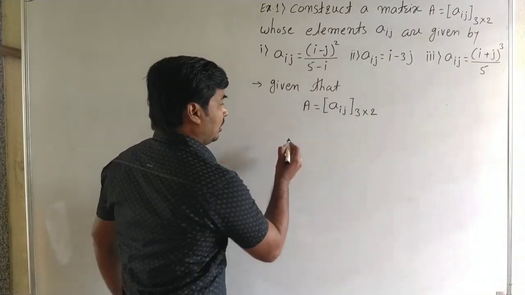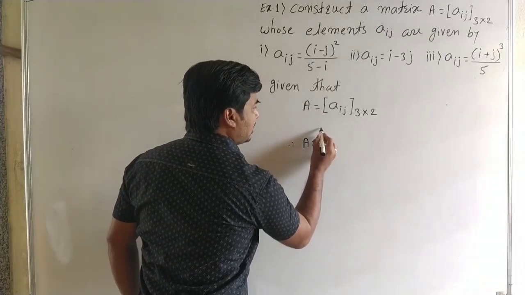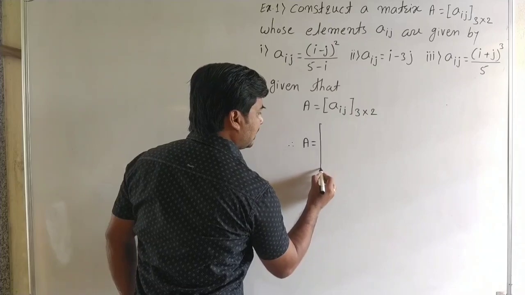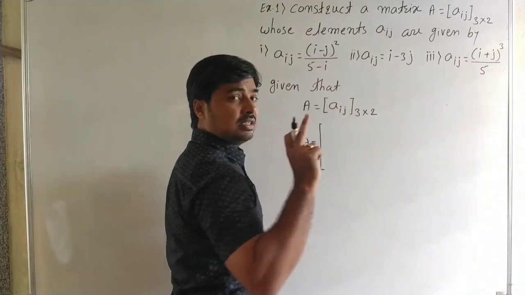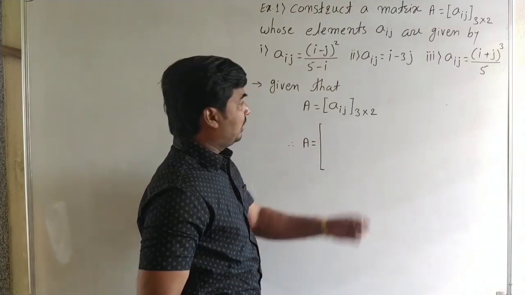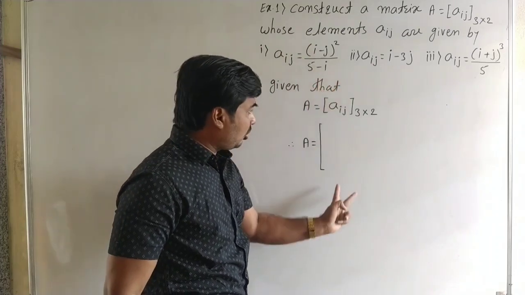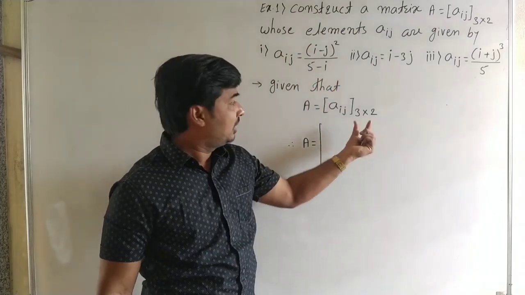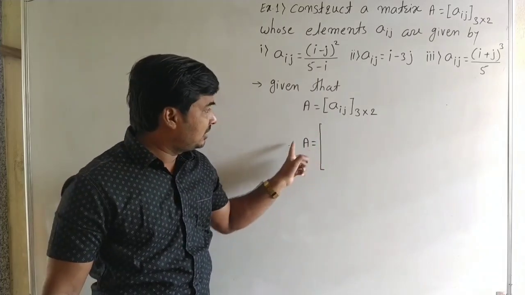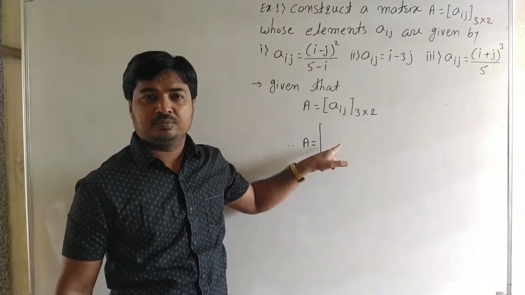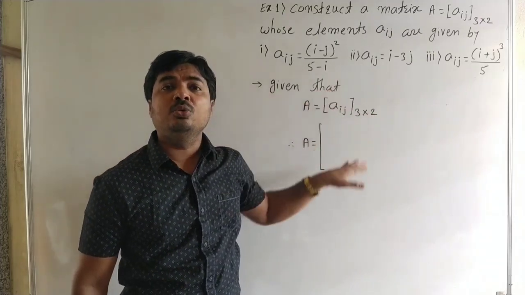Therefore, we can construct this matrix in the general form. Here, see carefully, 3 rows and 2 columns. The value of i is 1, 2 and 3, and the value of j, that is the column, is only 1 and 2. That means 2 columns and 3 rows. The order of this matrix is 3 by 2, so in this matrix there are 6 elements arranged in 3 rows and 2 columns.